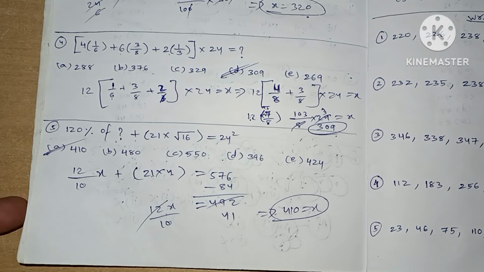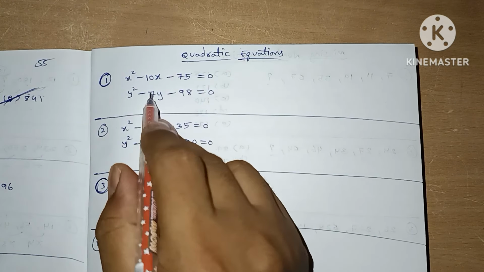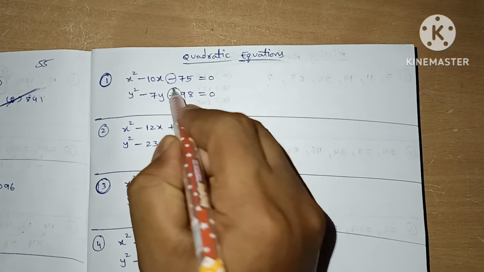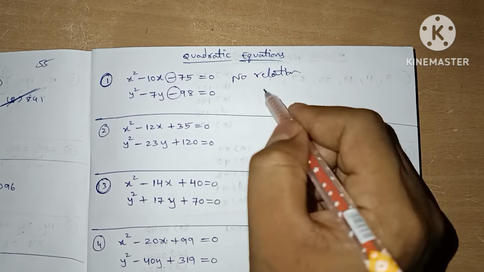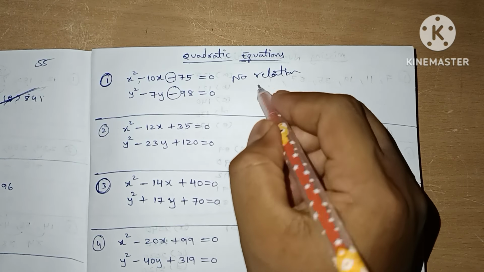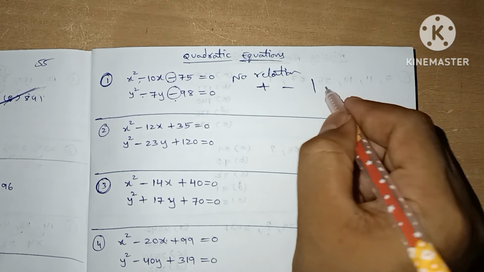Now we are going to see quadratic equations. Quadratic equations, first question. Here in this question we see minus at the end, so there is no relation between these two equations. No relation can be established between these two equations, because here minus and minus means the roots are in positive and negative.